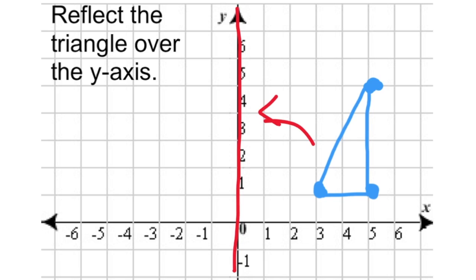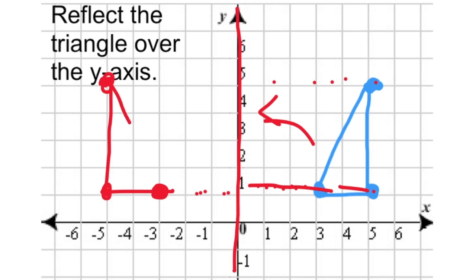Each point of the triangle needs to be flipped over the line, directly across from it, the same distance from the line. So this one's 3 away, it'll be 3 away on the other side. This one's 5 away, it'll be 5 away from the line on the other side. The third point needs to be also flipped across the line. It's 5 away from the line, it'll be 5 away on the other side. Now connect the points. You can see what the triangle would look like if this was a piece of paper and you folded it along that line and you laid it on the other side.